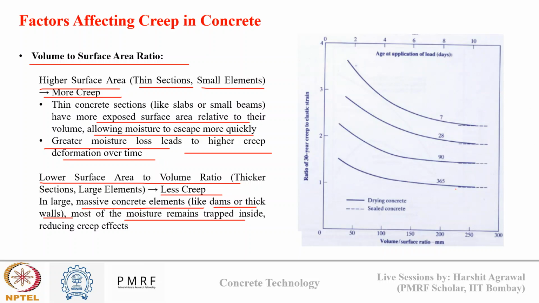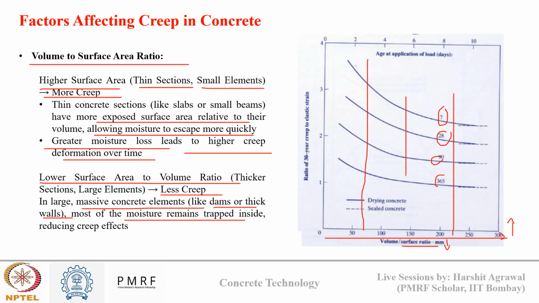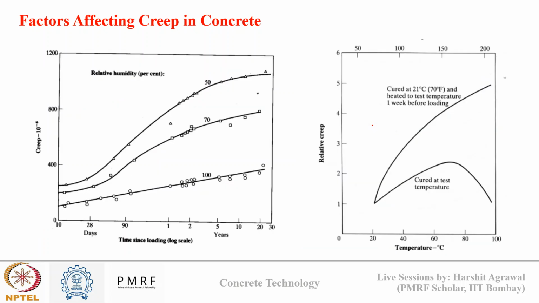And you can see from this diagram also, as the volume to surface area ratio increases, the creep is reducing because surface area is reducing. At lower volume to surface area, you can see there is higher creep in concrete compared to a higher volume to surface area ratio. And with age of concrete also, the creep decreases because my cement paste densifies. So both things you can understand from this figure.